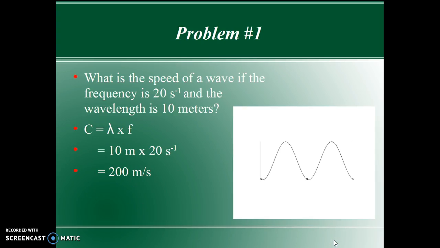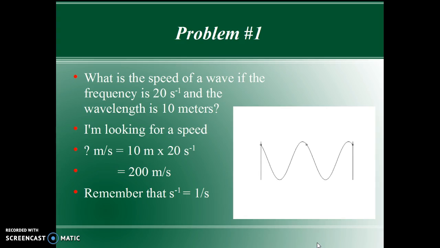So problem 1, what's the speed of a wave if the frequency is 20 reciprocal seconds and the wavelength is 10 meters? Well, as we've seen before, the speed is equal to the wavelength times the frequency. 10 meters is the wavelength. We multiply that by 20 reciprocal seconds. We used to call that cycles per second. And we get 200 meters per second.